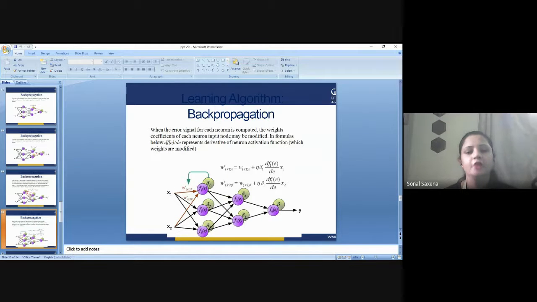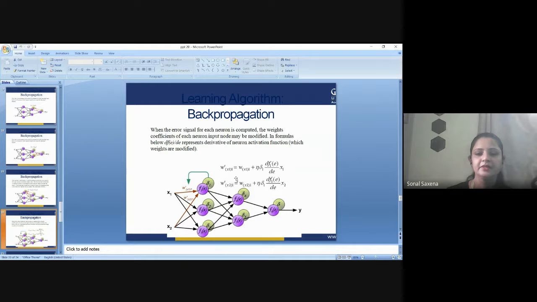So when the error signal for each neuron is computed, the weight coefficients of each neuron input node may be modified. In the formulas below, you can see the differentiation df(e)/de represents the derivative of the neuron activation function, by which the weights are modified. So here you can see the formulas.